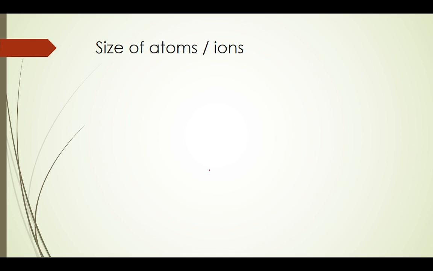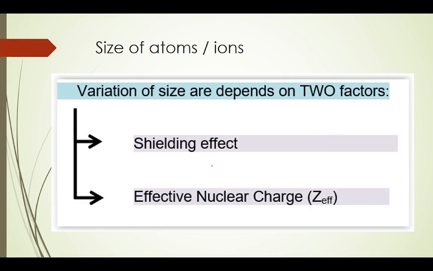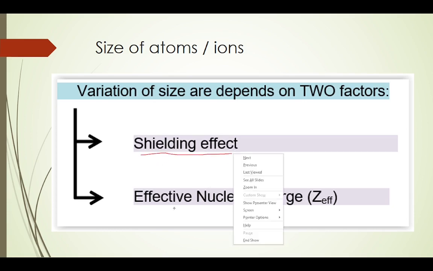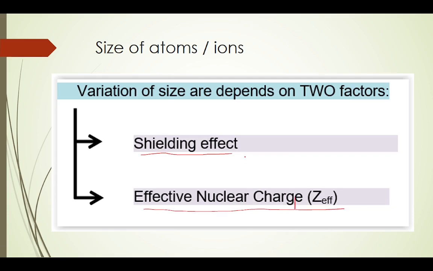Okay, size of atom and ion. It actually depends on two factors on the periodic table, why the size of the atom or the ion is like that. So it depends on two major factors. The first one is shielding effect, and the other one is ZEF, or effective nuclear charge. So what is shielding effect?